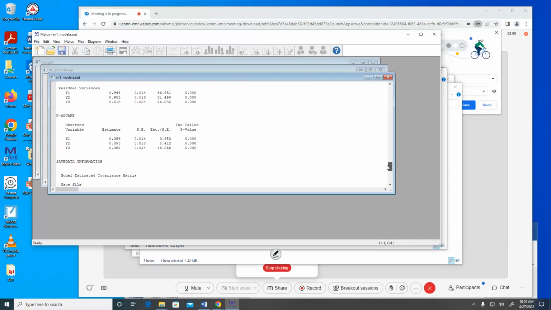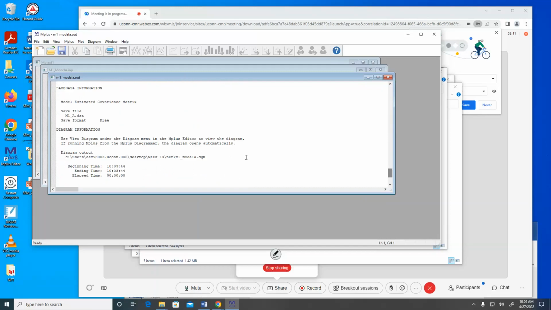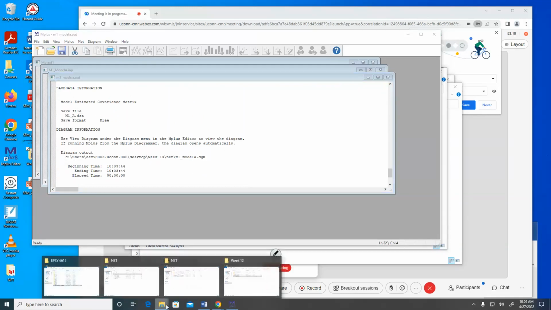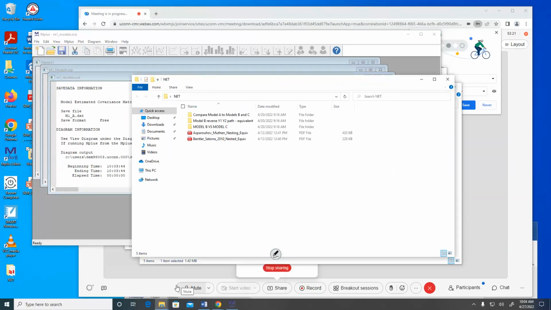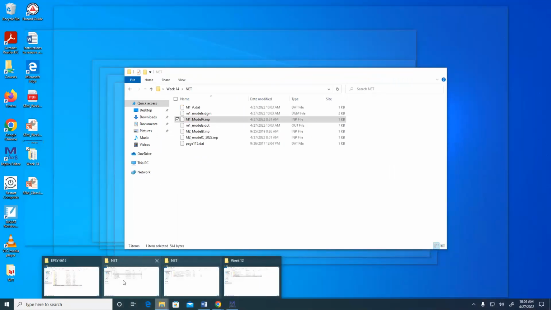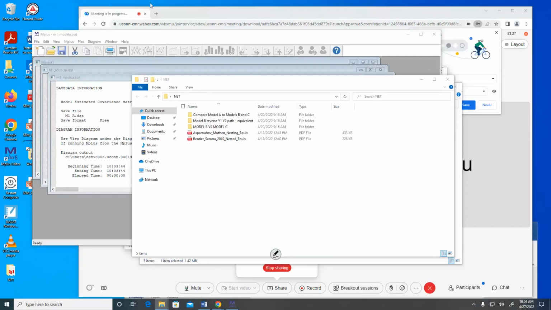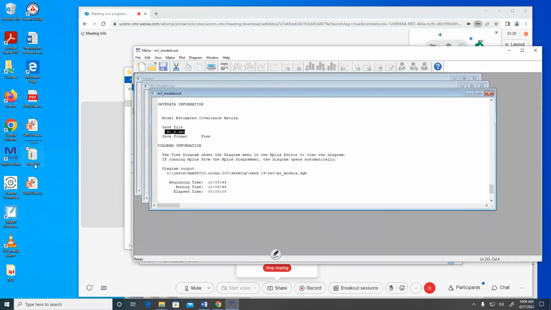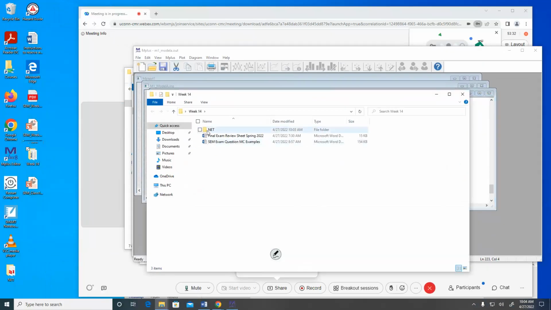And then we get, again, we've generated this data file, m1_a.dat. Let's see, where's my, that's not where it was. I have too many things open up here. Hold on. Week 14, net. There it is. So here it is. It just generated this, m1_a.dat. So this is the data file for the model implied variance covariance matrix.